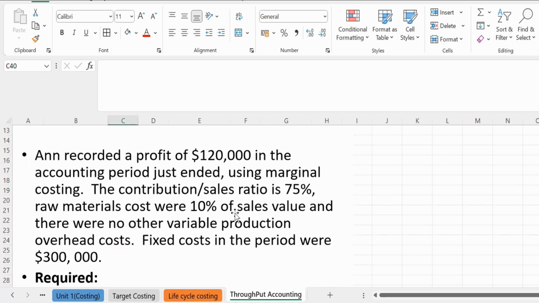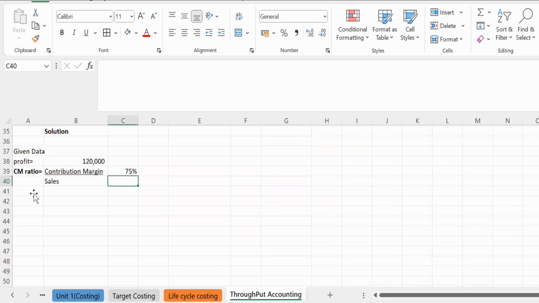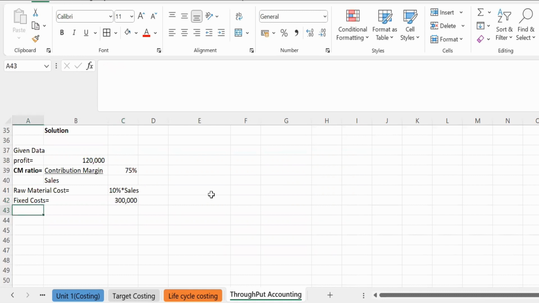Raw material cost were 10% of sales value, and there were no other variable production overhead costs. Fixed cost in the period were 300,000. So we have fixed cost and raw material cost. They say the raw material cost is 10%. I will multiply by sales value to get raw material cost. That one will be my raw material cost. And they tell me that the fixed cost is equal to 300,000. So that is the only data I have here.